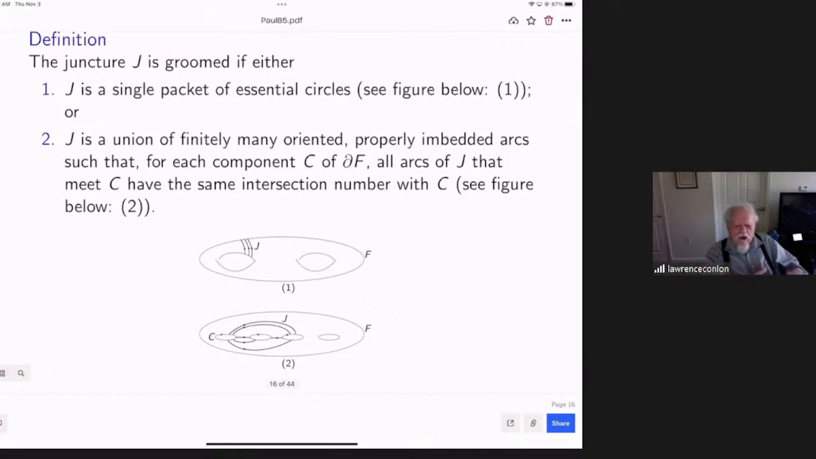And that's illustrated in figure 2, where the F now is a 4-punctured disk, and the juncture has 4 packets. 2 of them contain 2 arcs, and 2 of them contain just 1 arc. But they all meet boundary circles the same way from the point of view of orientation. They have the same intersection number with the boundary circles. So that's what a groomed juncture is. Next slide.